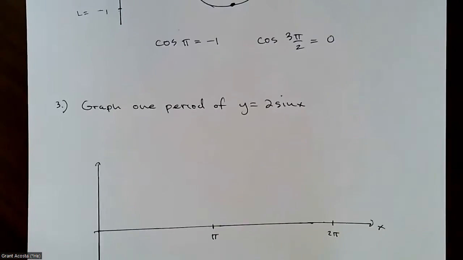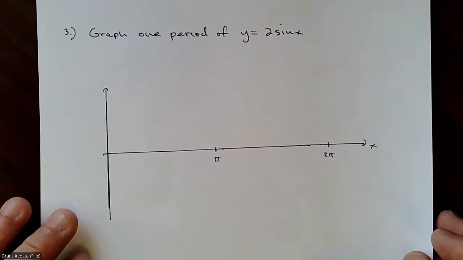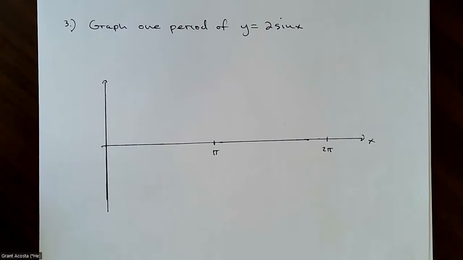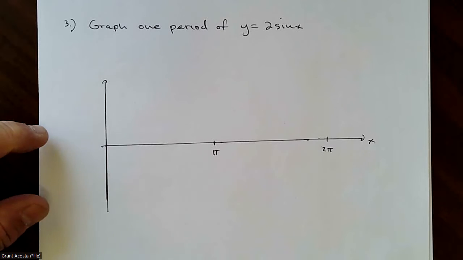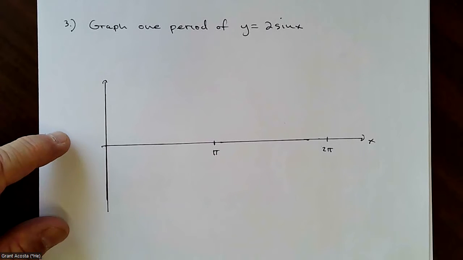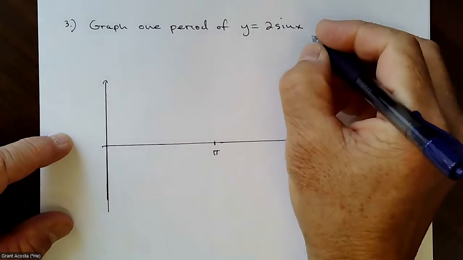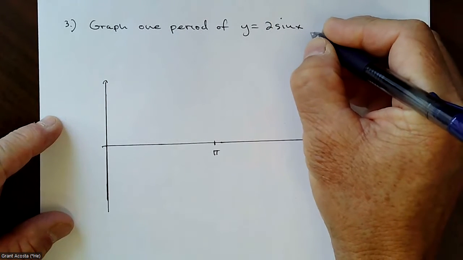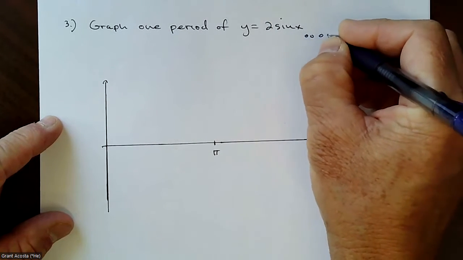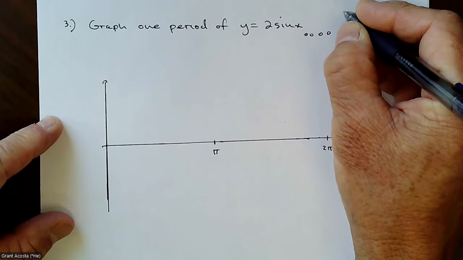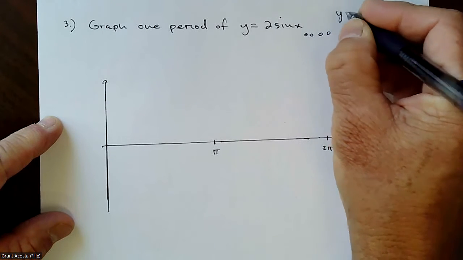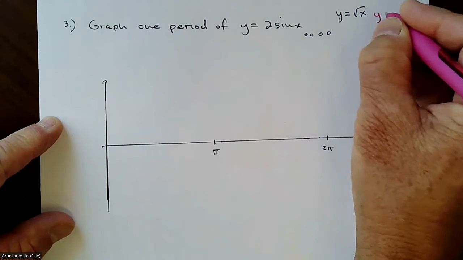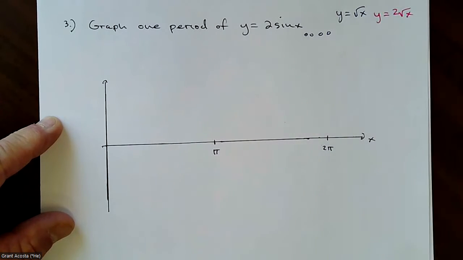Okay, so there's the graph of sine and cosine. Now let's talk about some variations of this, some transformations. For this one, we're going to sketch one period of y equals 2 times the sine of x. And we've seen this kind of transformation before. This would be very similar to the difference between graphing y equals, let's use the square root function, and y equals 2 times the square root of x.